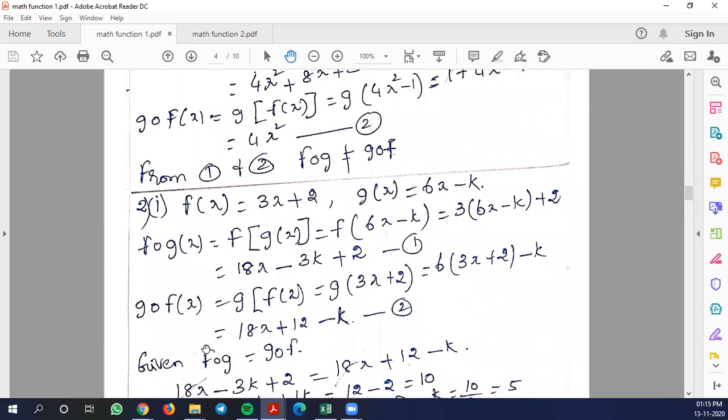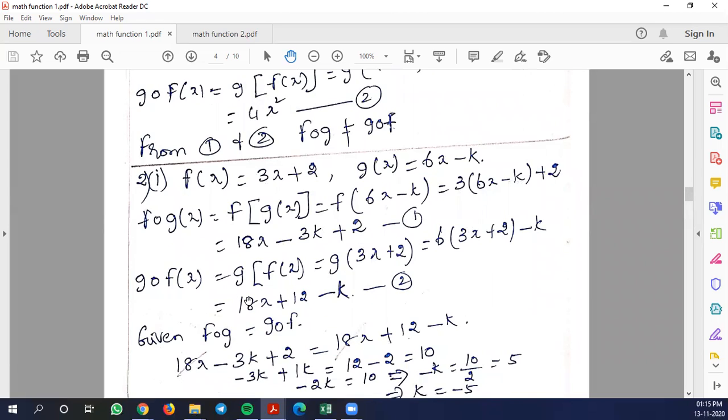Now the second sum. Find the value of k such that f of g equal to g of f. So f of x equal to 3x plus 2, g of x equal to 6x minus k. So f of g is equal to f of g of x. It is f of, what is g of x? 6x minus k, that is equal to, now what is f of x? It is 3x plus 2. So it is 3 into, what is x? 6x minus k, plus 2. Now multiply 6 3s are 18x minus 3k plus 2.